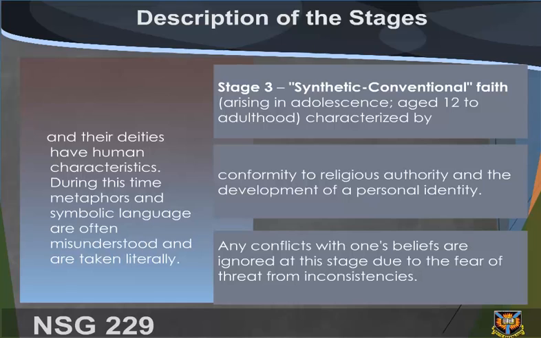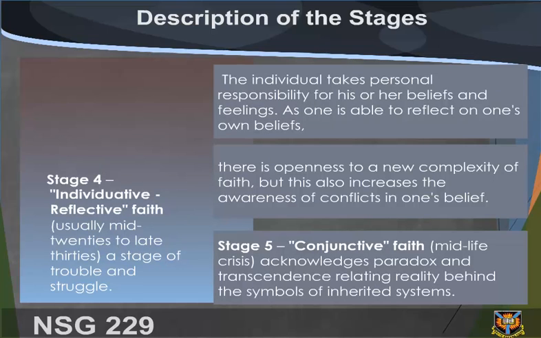Stage 3, synthetic-conventional faith, arising in adolescence, aged 12 to adulthood, characterized by conformity to religious authority and the development of a personal identity. Any conflicts with one's beliefs are ignored at this stage due to the fear of threat from inconsistencies. Stage 4, individuative-reflective faith, usually mid-20s to late 30s, a stage of trouble and struggle. The individual takes personal responsibility for his or her beliefs and feelings.